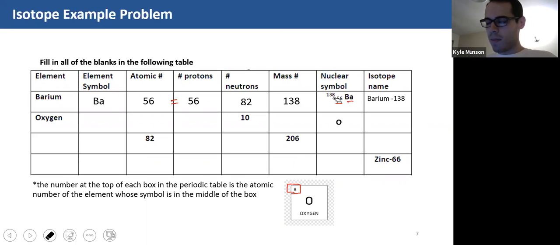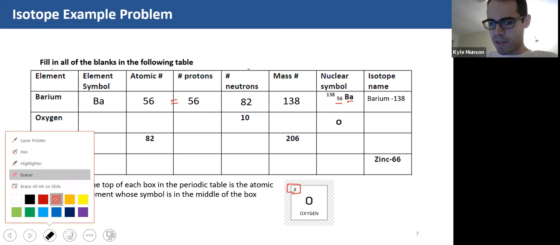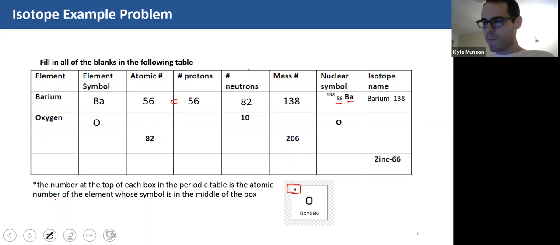Okay, so oxygen, its element symbol. All right, so its element symbol is here. Its atomic number, you could check a periodic table. It's the number on the top of the box. Just so happens to be listed here already. It's going to be 8. Number of protons equals the atomic number, 8. Number of neutrons it's giving us here is 10. So its mass number is going to be 18. Okay, but 8 plus 10 equals 18.